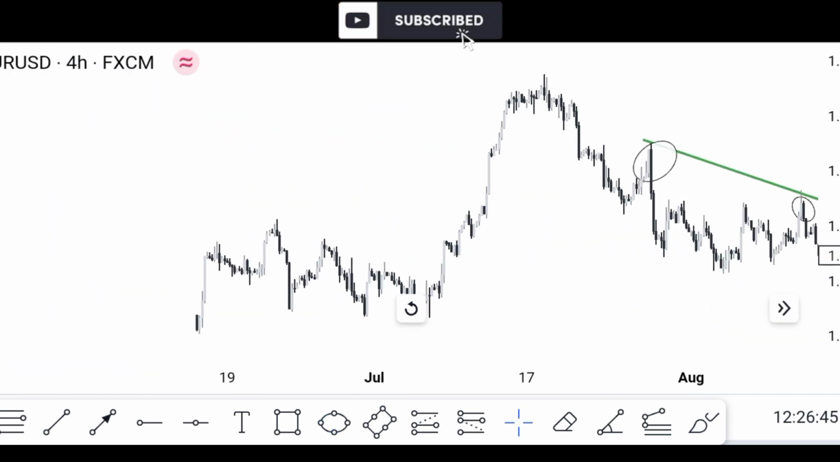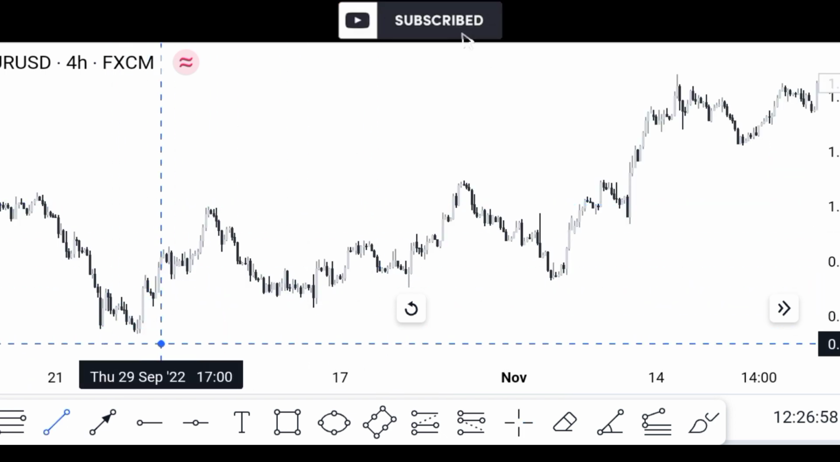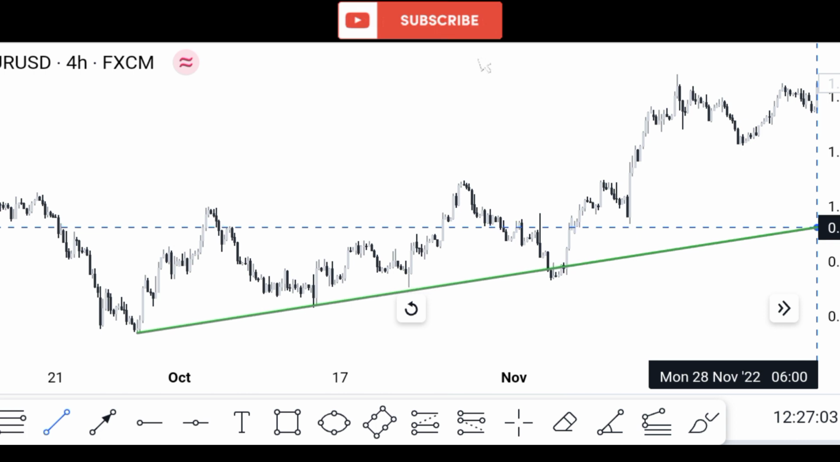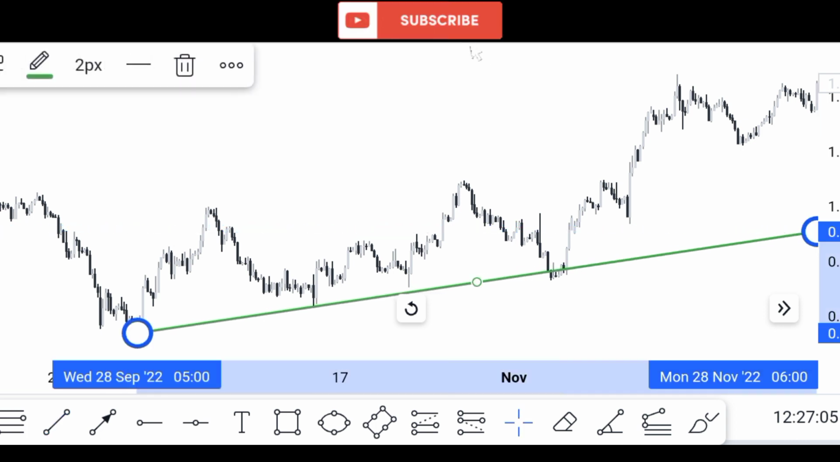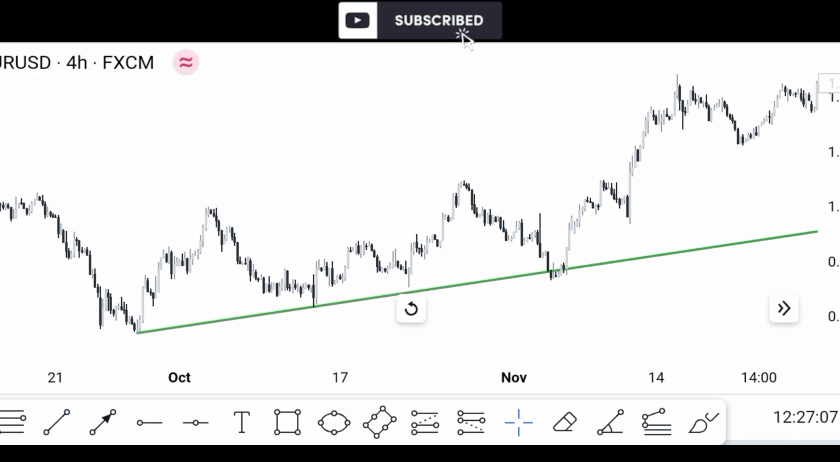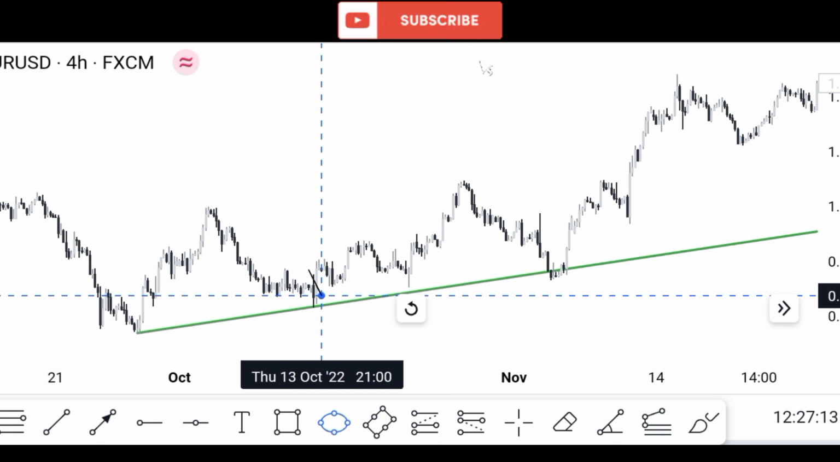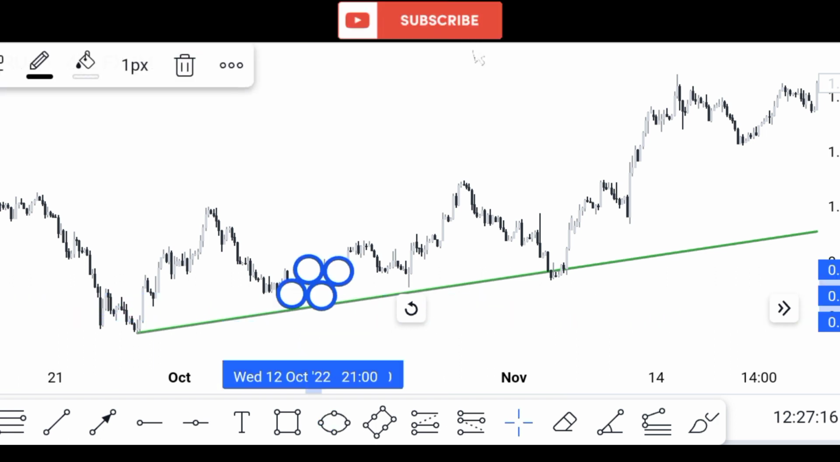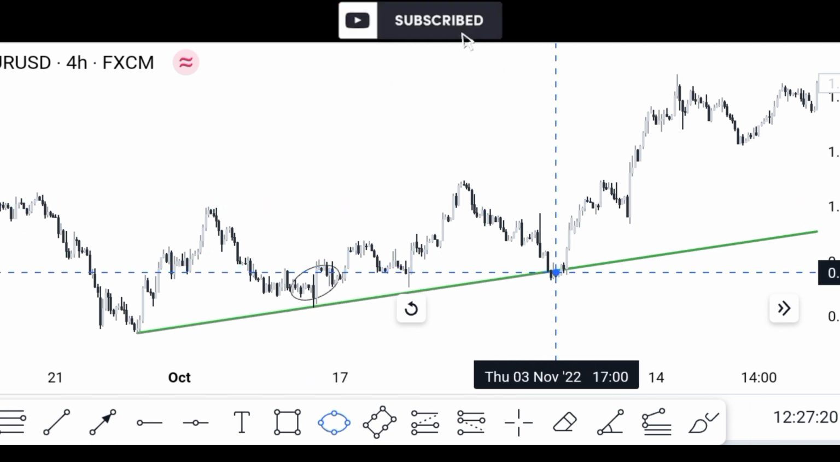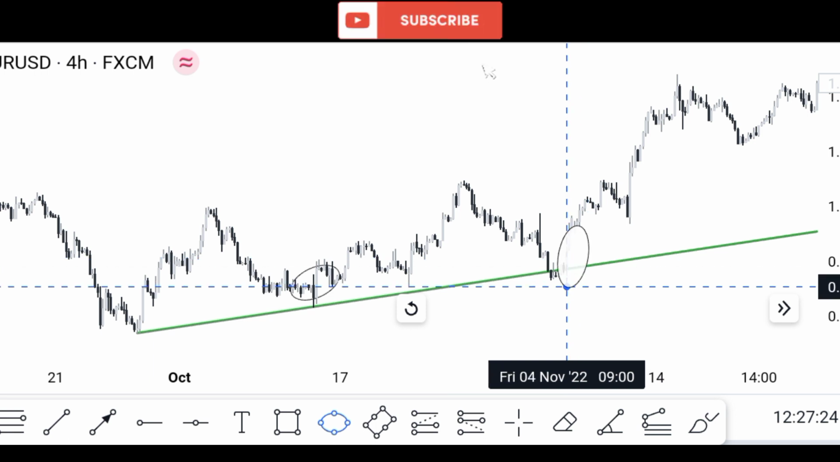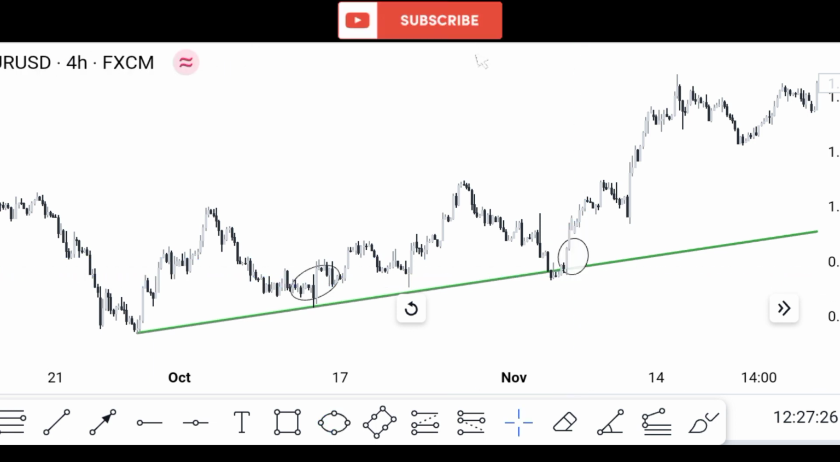Now let's look at the bullish scenario. Now this is a bullish scenario. You connect the dots. Now, after connecting the dots, you are looking for a bullish engulfing pattern. Over here, this is a signal to buy. This is a signal to buy. And this also is a signal to buy. You'll be patient and wait for price to come to the trend line, and these are your confirmations.